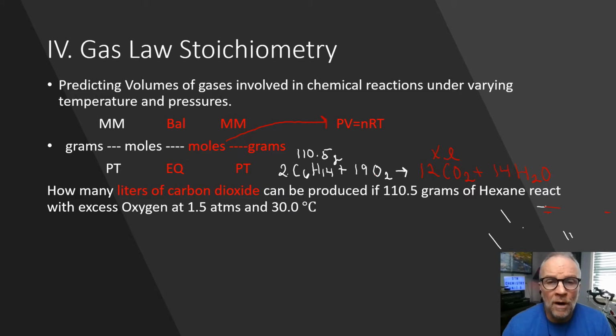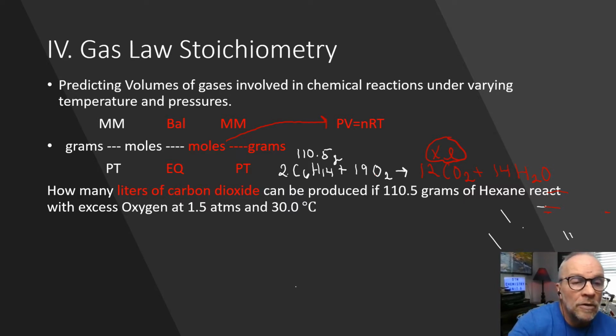And here we have an example problem. And to save ourselves a little time, I went ahead and balanced the equation that we'll be using in the problem. And it reads here, how many liters of carbon dioxide, okay, so this is what we're solving for, can be produced if 110 grams of hexane react with excess oxygen at 1.5 atmospheres and 30 degrees C. So you'll see here that instead of the standard conditions, STP, we have a temperature and a pressure that varies from that. And so let's get started and we'll write down what we're given. That's always a good place to start.